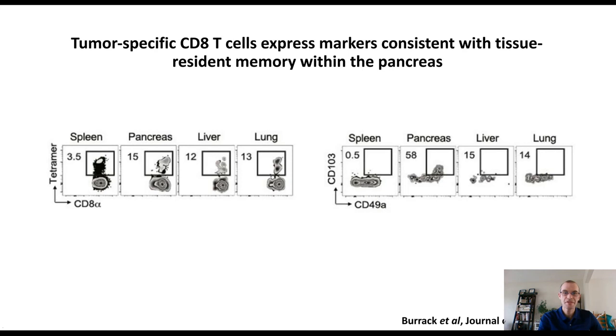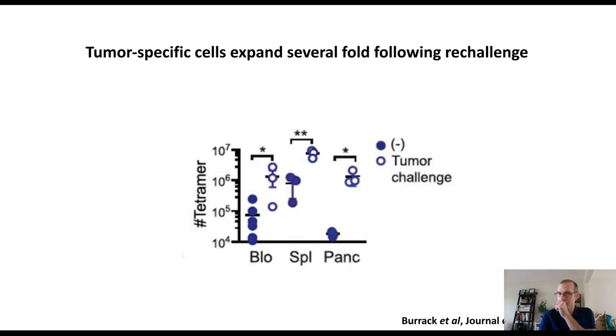But interestingly, in the pancreas is where our tetramer binding cells express the residency markers CD49A and CD103. In addition, if we re-challenge these mice that had cured a previous tumor with a second tumor in the pancreas 100 days after the first tumor, the tetramer binding cells expanded 10-fold to 100-fold in the blood, the spleen, and the pancreas, consistent with really robust T-cell memory responses.